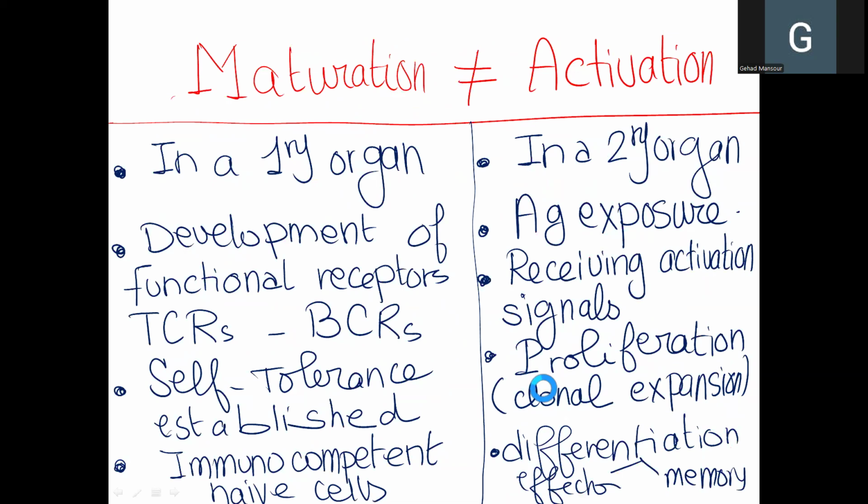In this very short table, we are comparing and contrasting maturation and activation. According to what we have said before, maturation should occur in a primary organ, whereas activation, proliferation, and differentiation will occur in a secondary organ. Maturation is more related to the development of the surface receptors, whether they are T cell receptors on top of the T lymphocytes that are acquired in the thymus, or B cell receptors on top of the B cells acquired in the bone marrow.